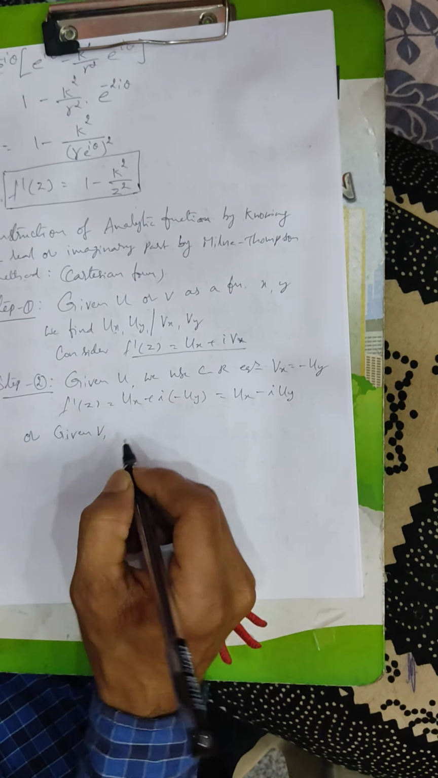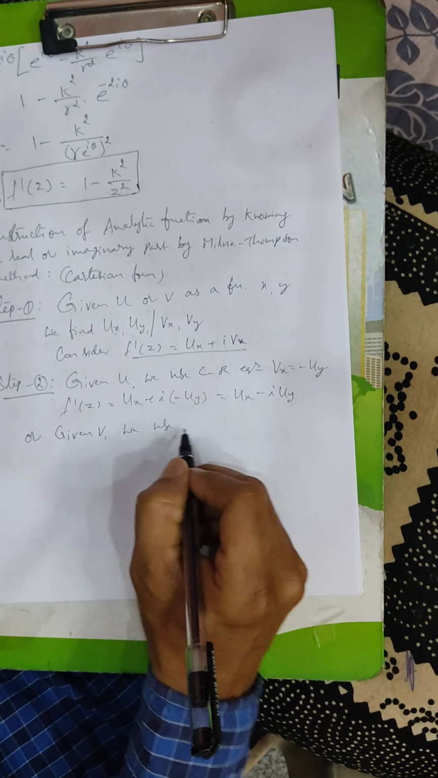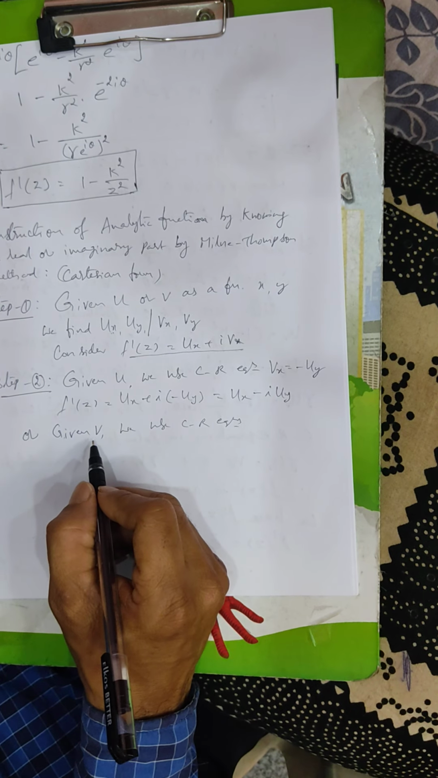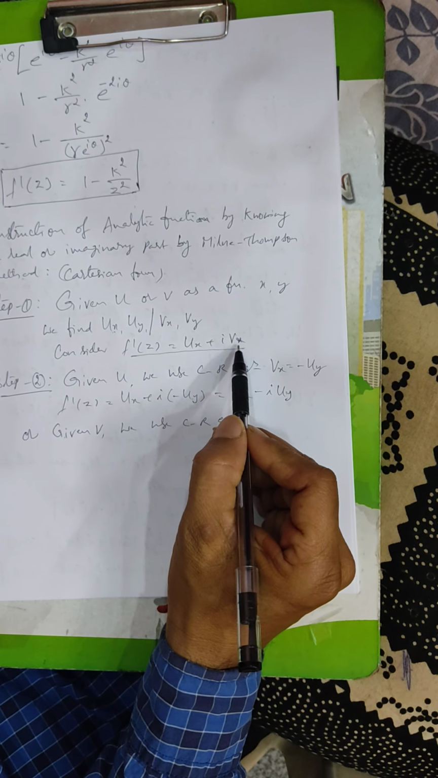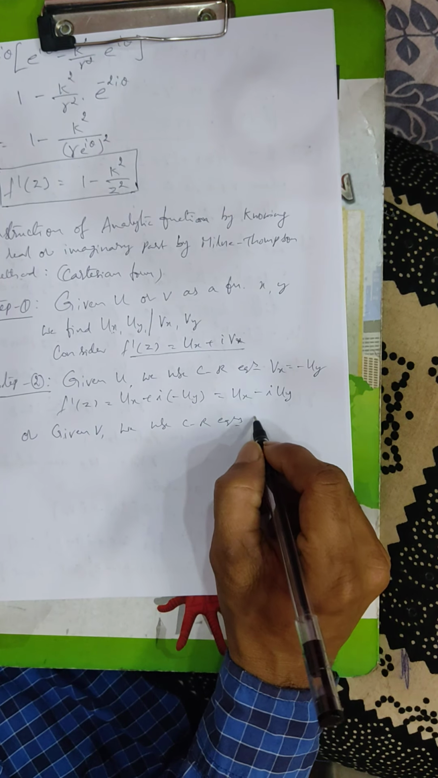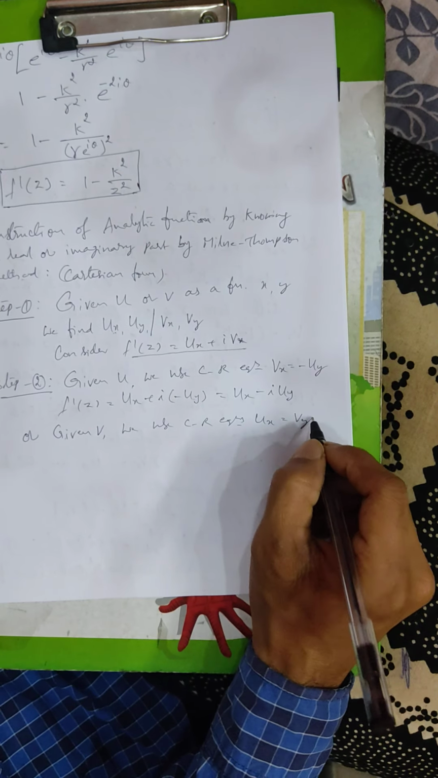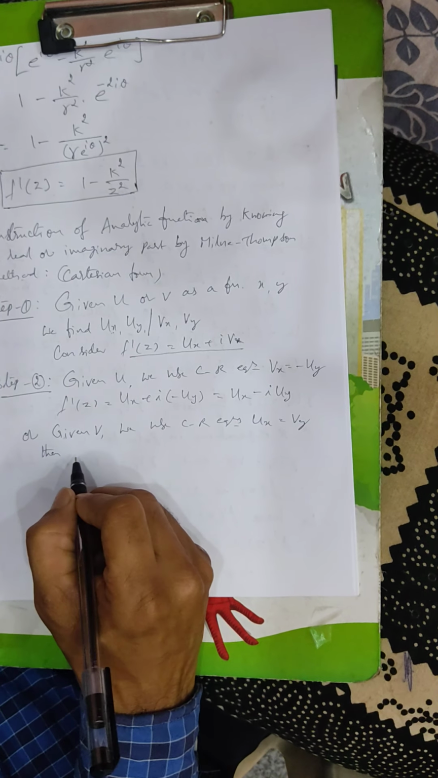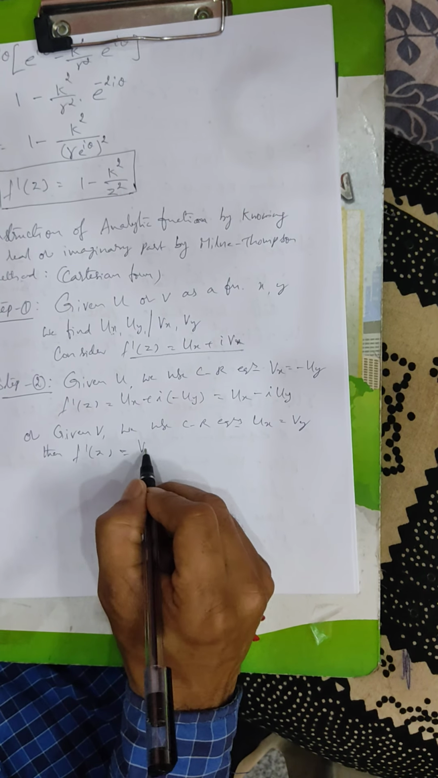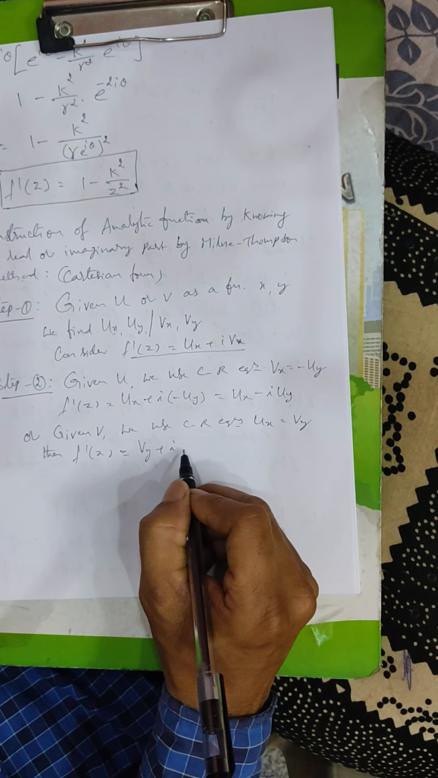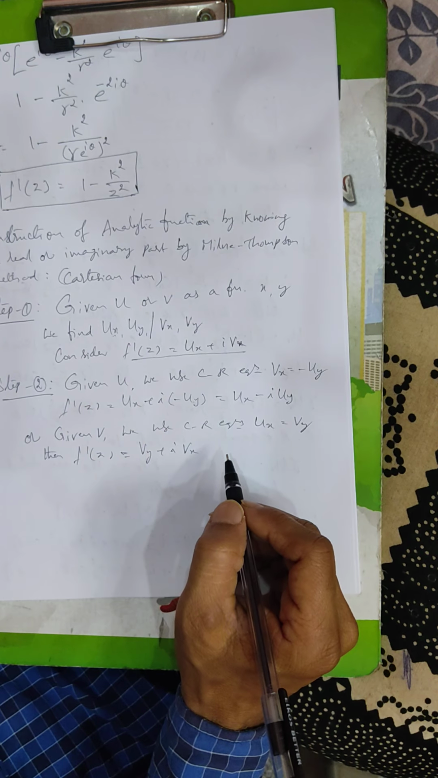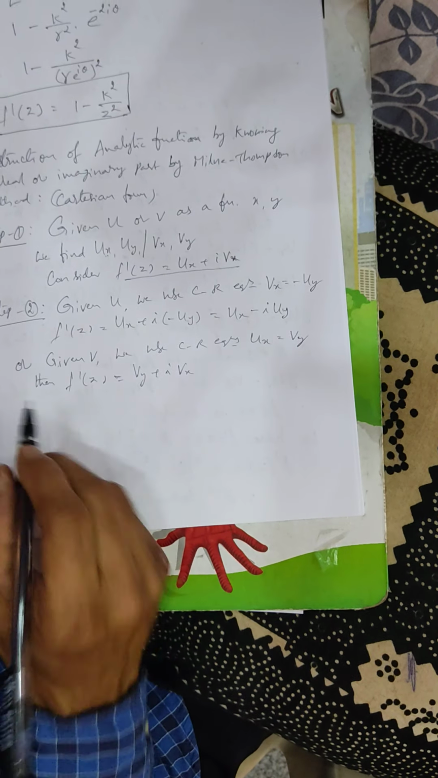Or, given v, then we use CR equations. So when the given function is v, vx is available, we need to write ux in terms of vy. So we have the CR equation ux is equal to vy, then we'll write f dash of z is equal to, in place of ux we'll get vy plus i into vx. That is step 2.